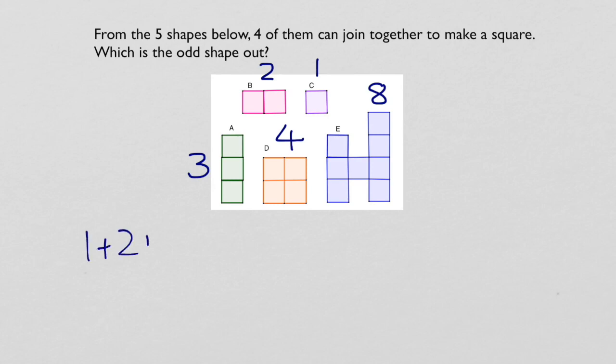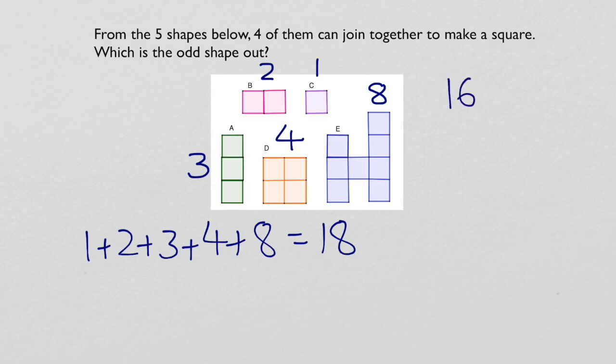So in total, those 5 numbers add up to 18. So the nearest square number to 18 is either going to be 16 or 9, and we know 25 is too big. So it's going to be 16 or 9, and looking at the fact that 4 of these shapes have to add up together, I'm going to think it's going to be 16.